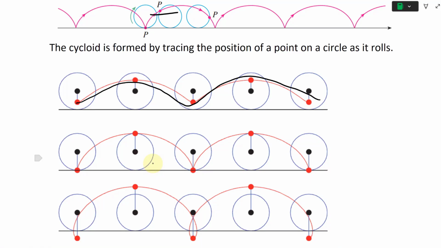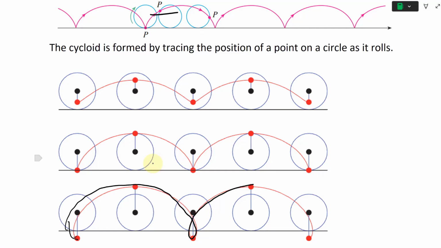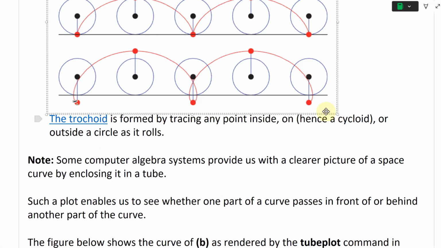If it's on the circle, you get a cycloid. And if it's outside of it, you're going to have a loop. So as it rolls, it goes backwards as it hits the bottom, and then it goes like this. So it actually loops around like that. It's pretty cool stuff, and I'll show you some illustrations.